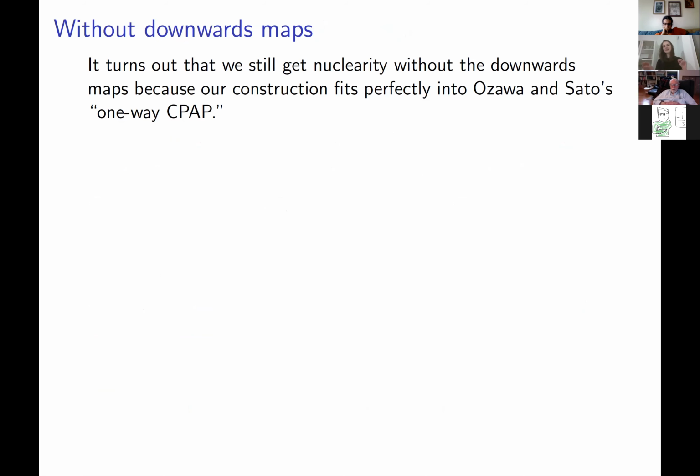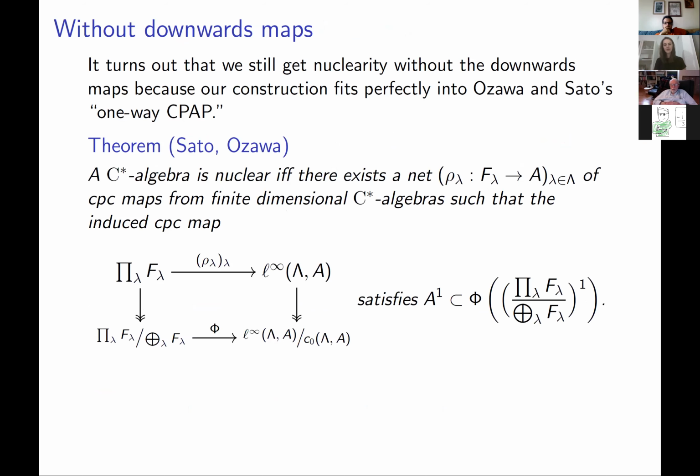We can get around it because our construction actually fits perfectly into Ozawa and Sato's one-way CPAP. So I'll go ahead and give the statement of the theorem, but I don't have time to say why we fit into this structure or really exactly what the theorem says, but suffice to say they give a one-way version of the CPAP in terms of a C star algebra is nuclear if and only if there exists a net, or in our case, a sequence of maps, these upwards maps coming from finite dimensional C star algebras into our C star algebra A that satisfy some nice criteria. And it turns out ours fit into this like lock and key.